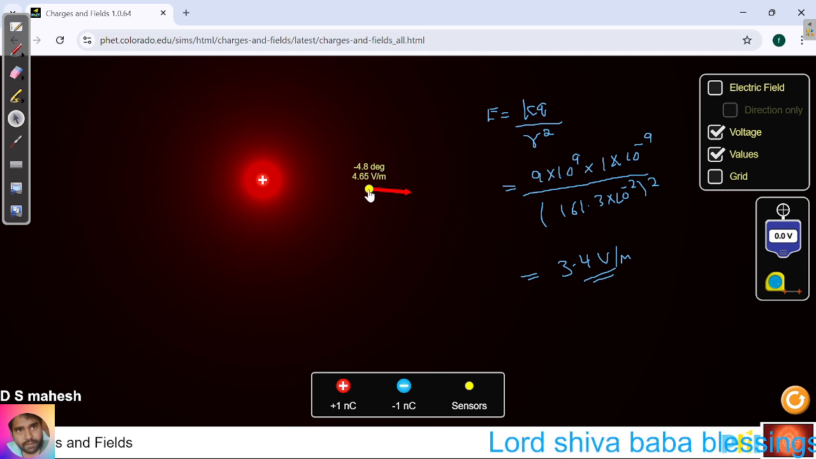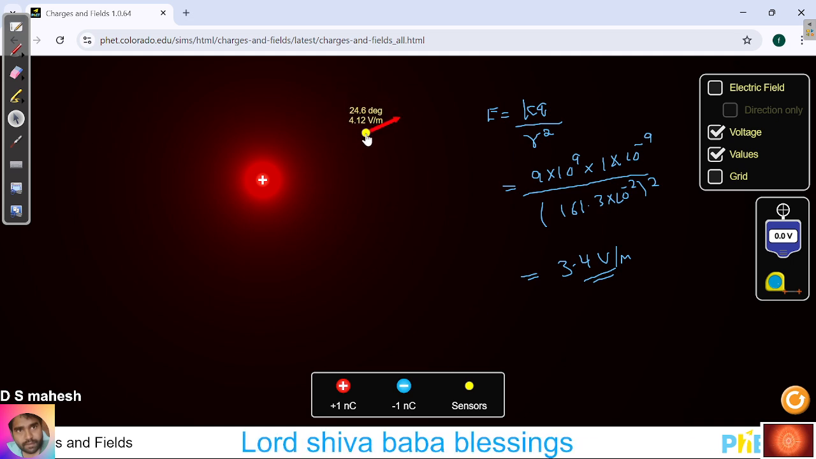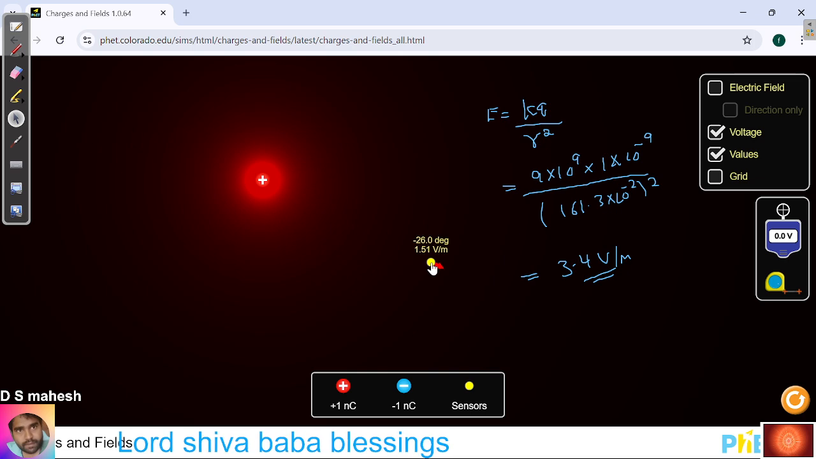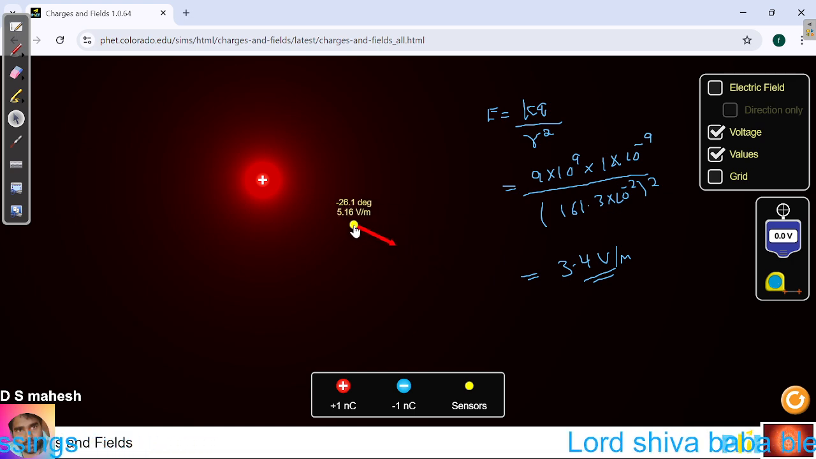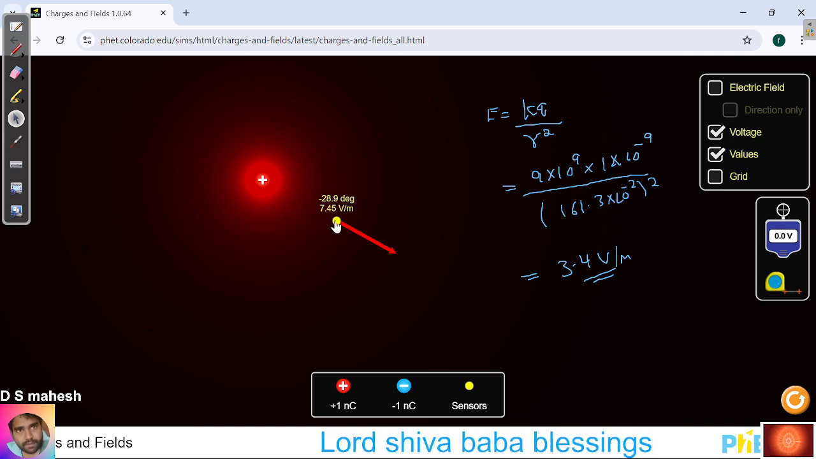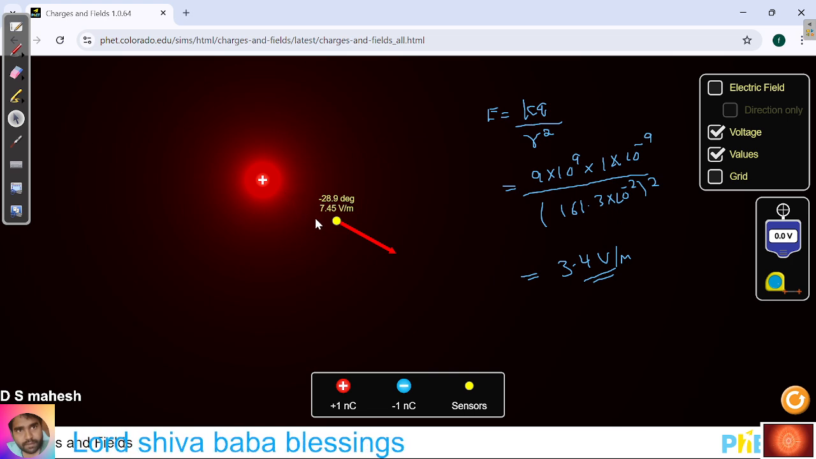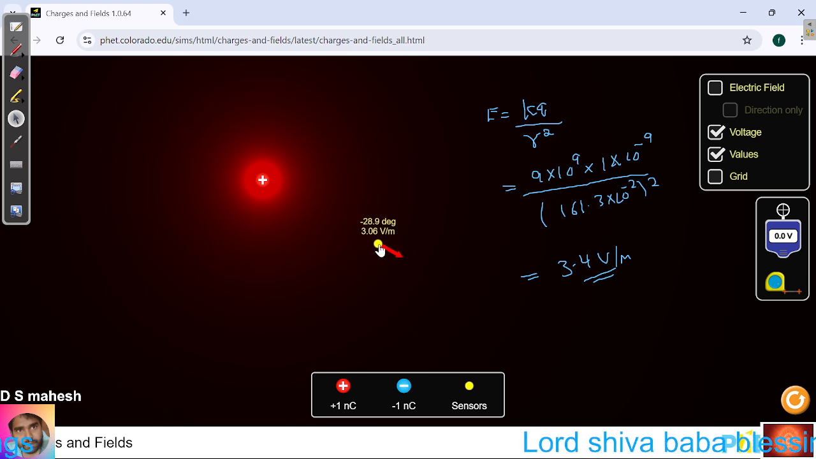At different points, you will have different electric field values. When you go away from the charge, the electric field is decreasing. Look over here, it is 1.450. The electric field value closer to the charge would be maximum. That is, at a shorter distance from the charge, you will have a higher value of electric field. As you go away from the charge, the electric field value decreases.